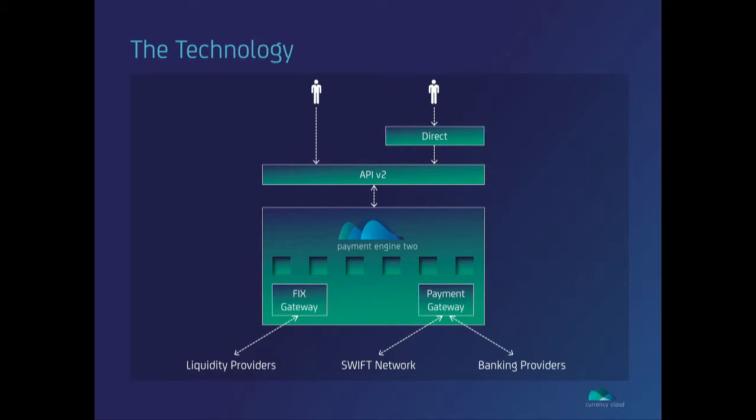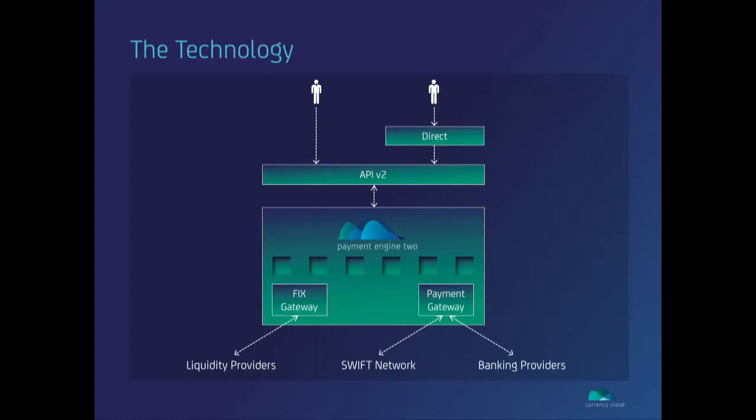Now, this also includes our gateways, being our fixed gateway and our payments gateway, which we build and maintain. Through our fixed gateway, we've got access to our liquidity providers, where we can instruct our foreign exchange conversions. And through our payment gateway, we connect directly into the SWIFT network and to various banking providers to be able to execute payments easily and efficiently. We've tried to wrap up all of the complexity around making payments into one engine that's easily accessible through our API, which sits neatly as a layer on top.